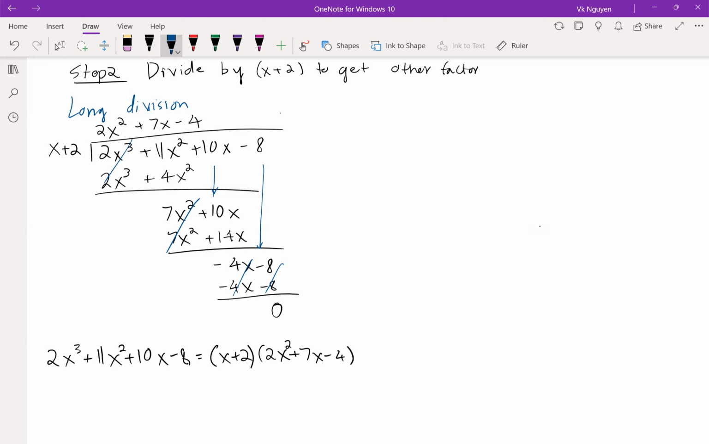There's a shortcut to do the long division. We call that shortcut synthetic division. And synthetic division only works if the zero is an integer.